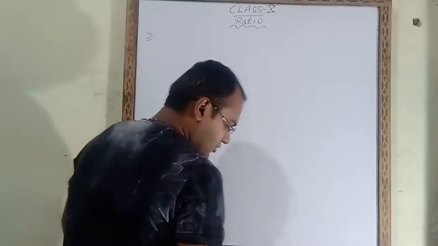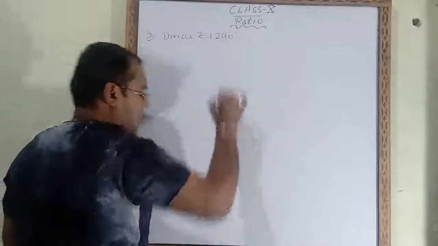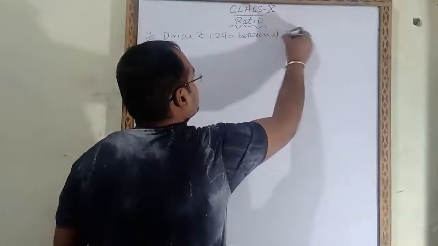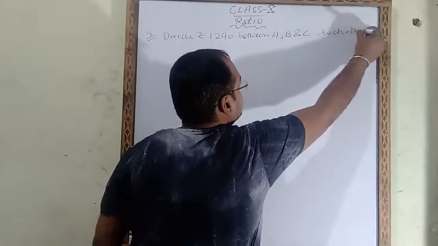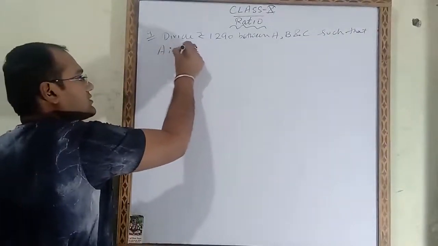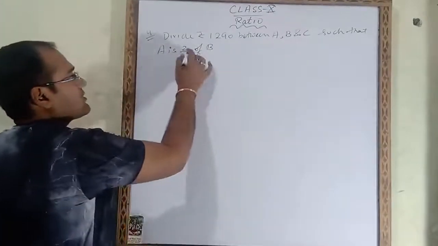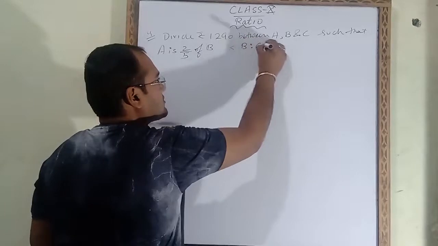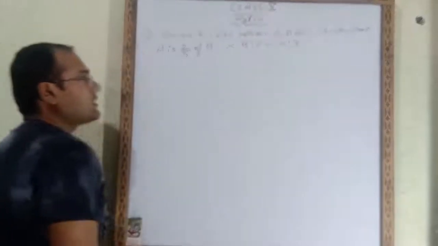Question number 9. We have to divide rupees 1290 between A, B and C such that A is 2/5 of B, and the ratio of B to C is also given, 4:3. So what do you have to do?